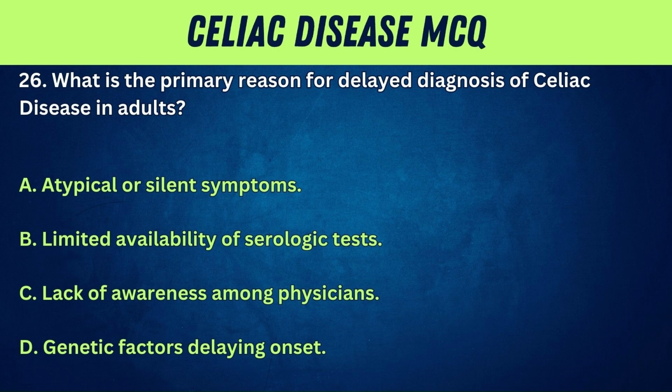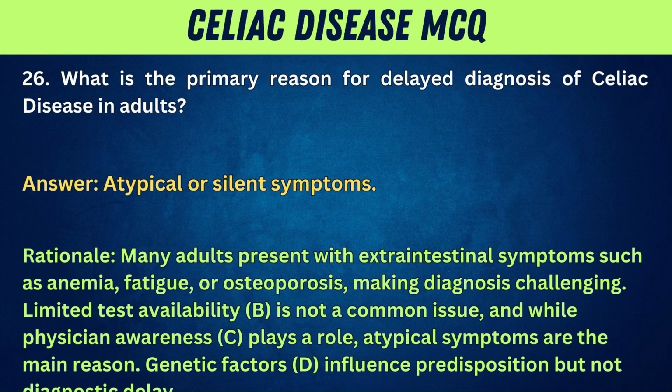26. What is the primary reason for delayed diagnosis of celiac disease in adults? A. Atypical or silent symptoms. B. Limited availability of serologic tests. C. Lack of awareness among physicians. D. Genetic factors delaying onset. Answer: atypical or silent symptoms.